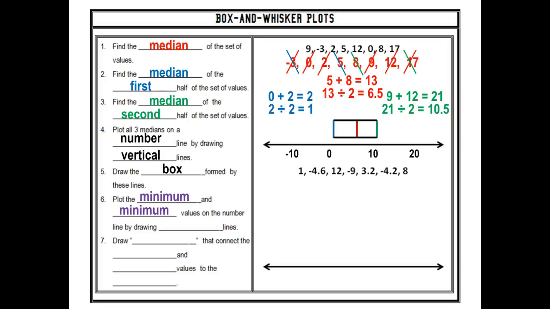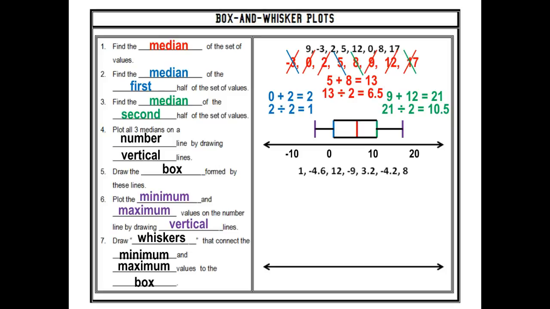Now I'm going to plot the minimum and max values on the number line by drawing vertical lines, just like we did with the medians. Well, my maximum value is my value all the way to the right side of this set of values that I've written in lowest to greatest order. So I have -3 is my minimum, 17 is my maximum, and then I just draw the whiskers that connect the minimum and maximum values to the box. So that's where our whiskers come from. They stick out from the Box-and-Whisker Plot.